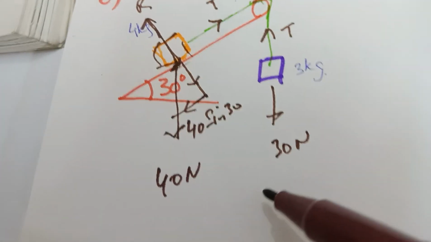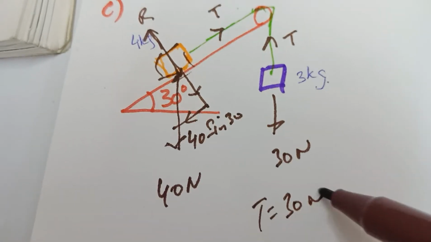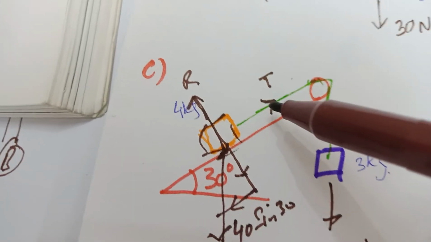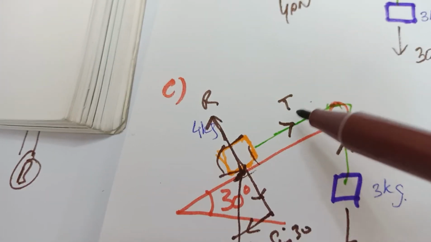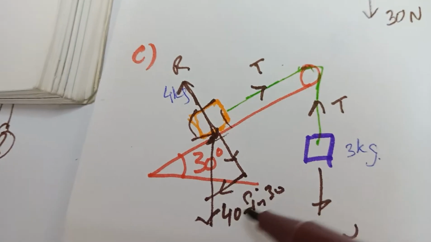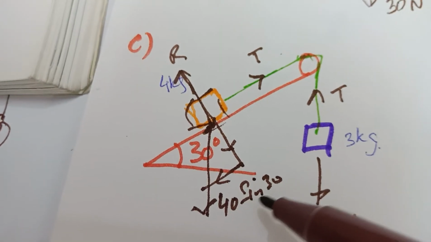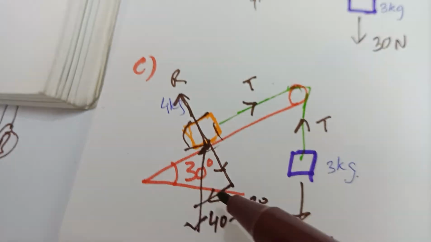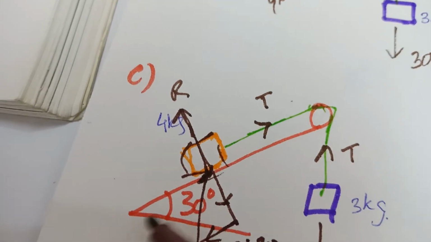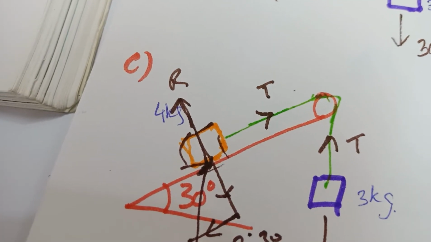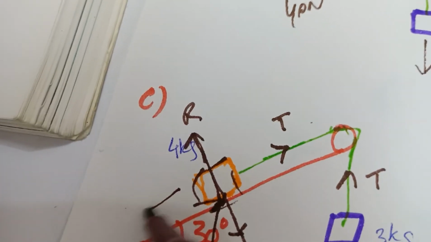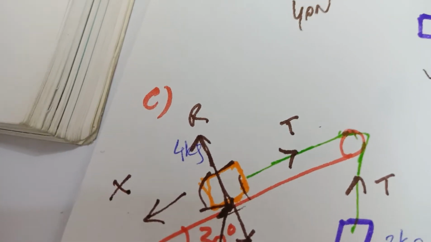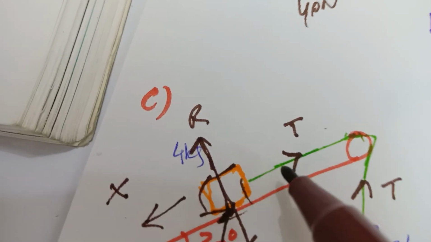So in this case we have T equal to 30 newtons. Now this T is the same as this T over here, so you have this 30 newtons over here. Now you can find this 40 sine 30 mentally because sine 30 is half, so the component of the weight down this inclined plane, parallel to it, is going to be 20. So obviously there is a frictional force helping this weight to balance this tension over here.